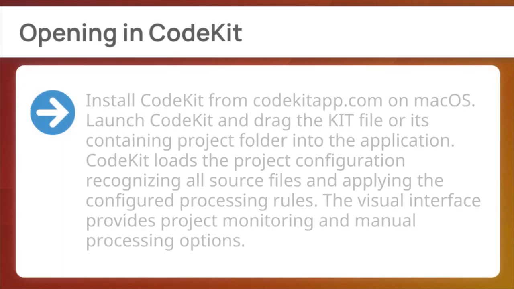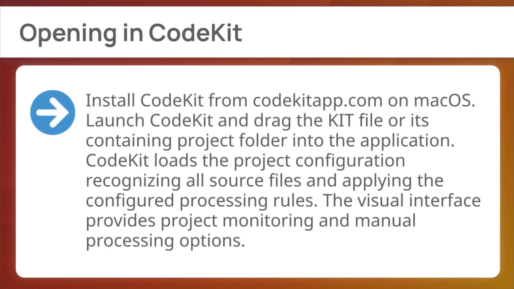First, opening in CodeKit. Install CodeKit from codekitapp.com on macOS. Launch CodeKit and drag the KIT file or its containing project folder into the application. CodeKit loads the project configuration, recognizing all source files and applying the configured processing rules. The visual interface provides project monitoring and manual processing options.